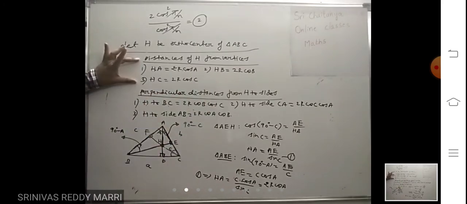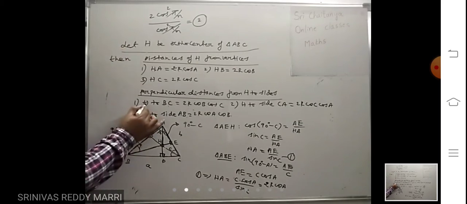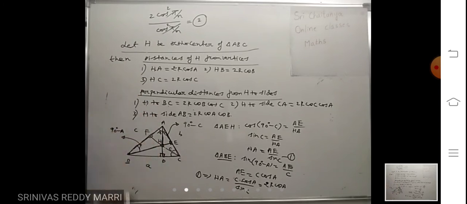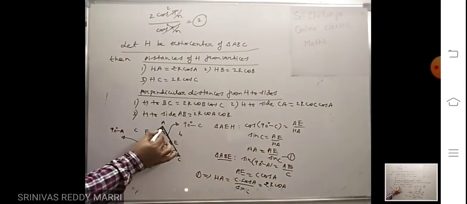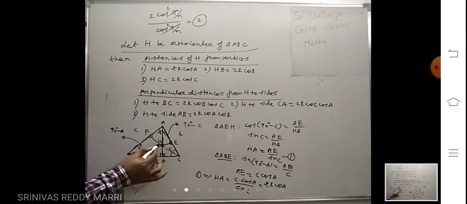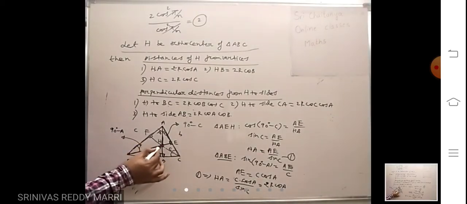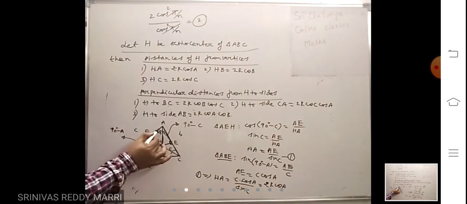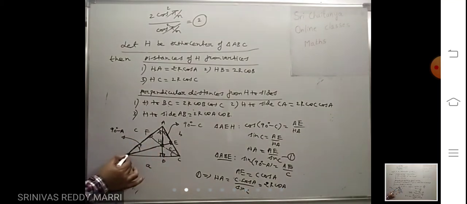Finally, you have to remember this formula. Whenever you get these distances, you have to substitute it. Now I know HA, this distance I have calculated. Now I will calculate HF, the perpendicular distance from the orthocenter to the side AB. Look at HF.